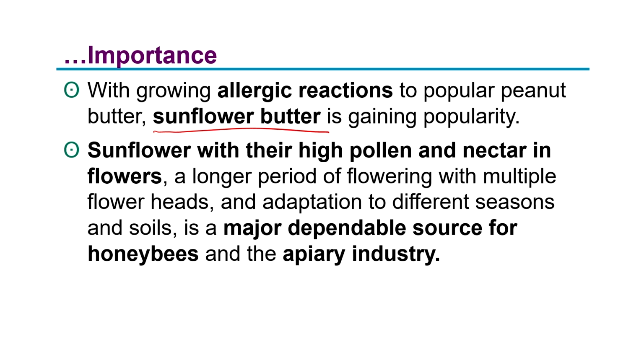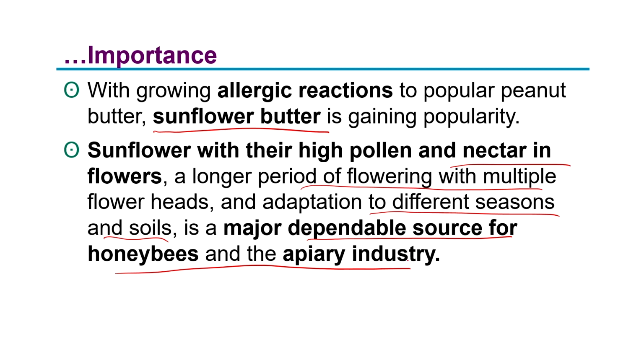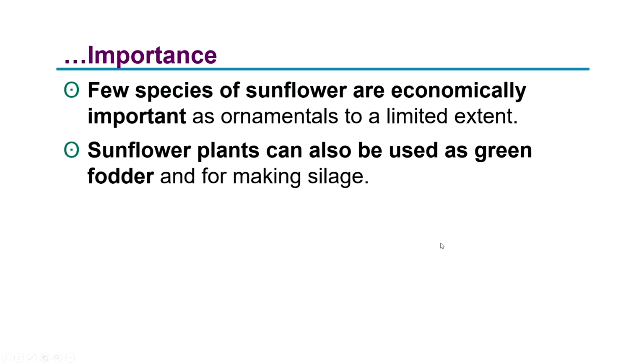Sunflower with their high pollen and nectar flowers, a longer period flowering with multiple flower heads and adaptation to different seasons and soils is a major dependable source for honeybees and apiary industry. So therefore, it is very important crop for beekeeping or honeybees. Few species of sunflower are economically important as ornamentals to a limited extent. Means some of the sunflower species can be used for ornamental purposes in gardens or houses.